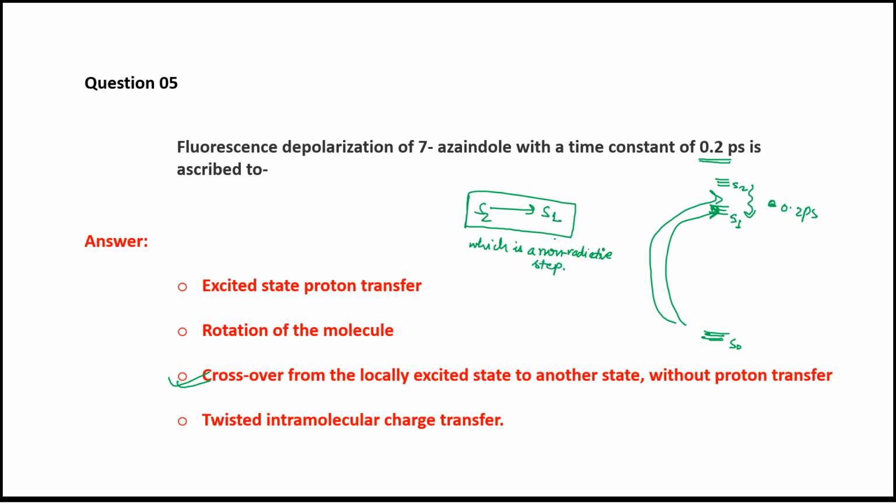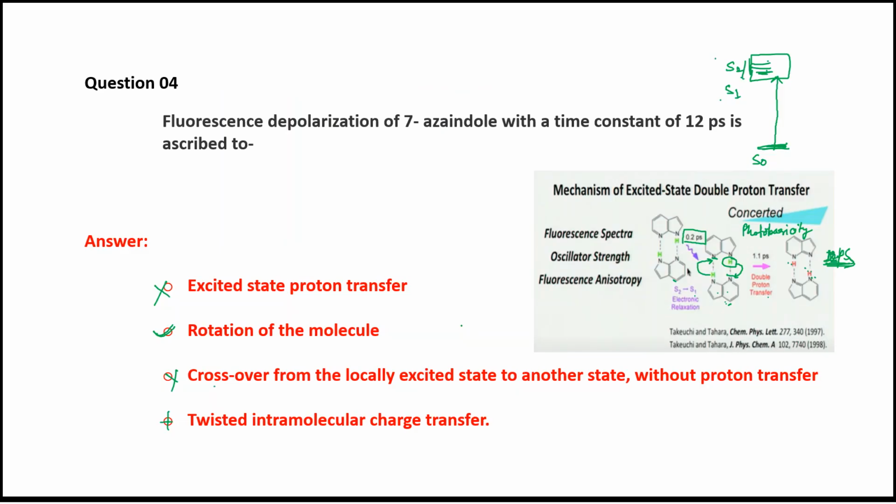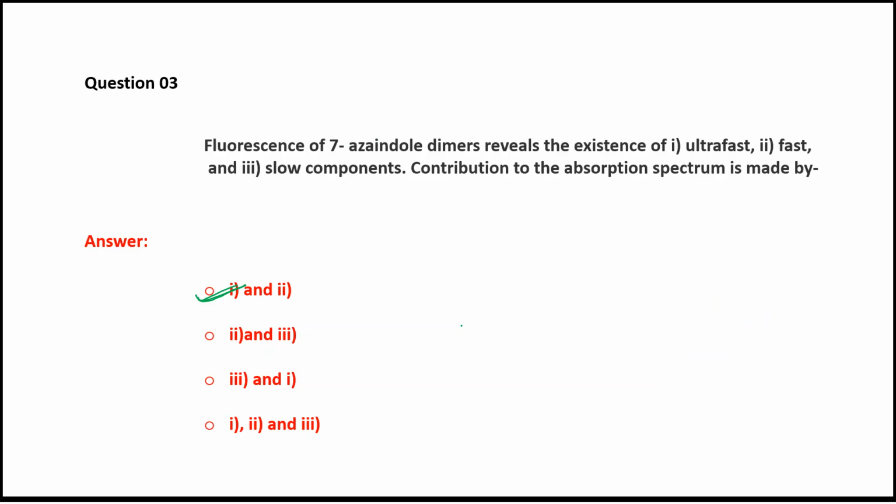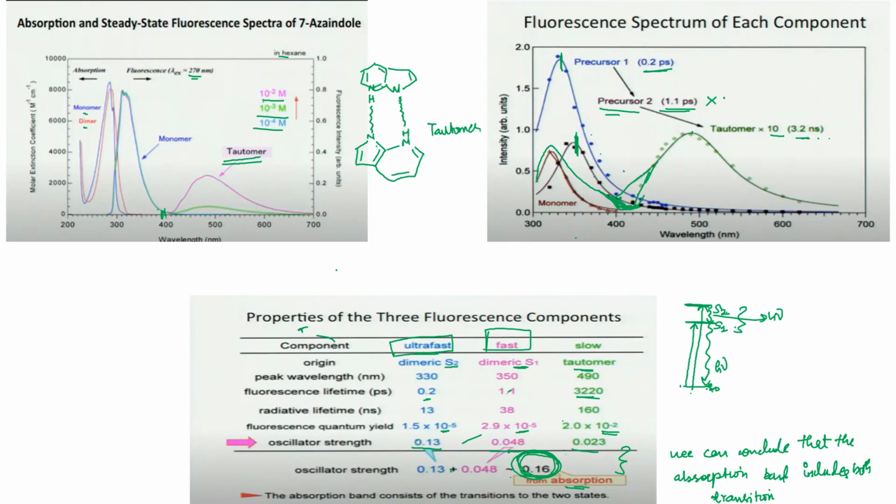So, this is a non-radiative step which involves the transfer from one state to another state, and is the cause of the fluorescence depolarization. Okay. So in all, so far we have discussed 7-aza-indole. How does the absorption curve vary with concentration? Okay, sorry, absorption and even emission vary more prominently.